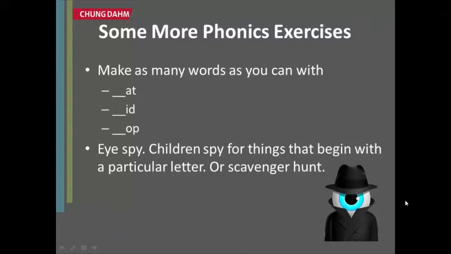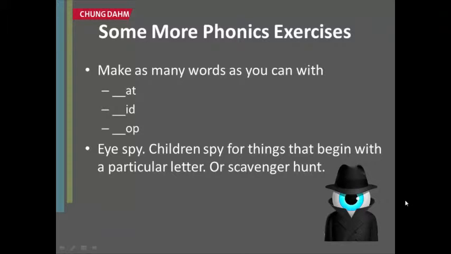A second idea is simply an I Spy game, like those of our own childhood. For example, we look around the room and children have to spy for things that begin with a particular letter. Alternatively, we could give them a scavenger hunt and have them look around the room for as many examples of things that begin with a certain letter.